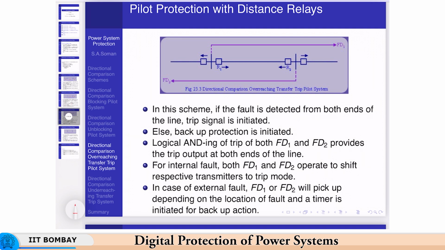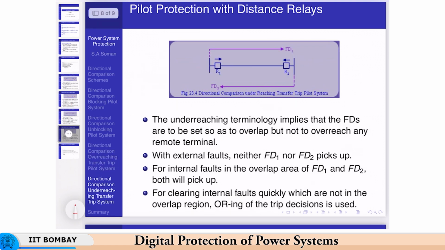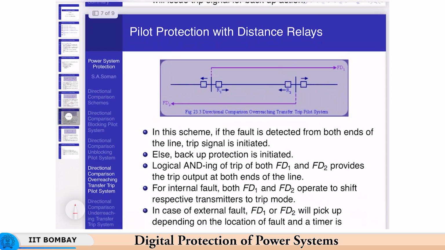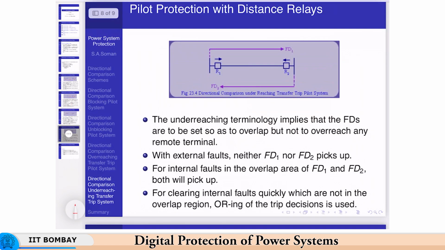The last scheme we discuss is not a variation, it is a different scheme altogether. I am sorry to have used the word variation. It is an underreaching transfer trip. Here the fault detectors FD1 and FD2 will be set like zone 1 only, so they will be overlapping, but not reach to the remote terminal.